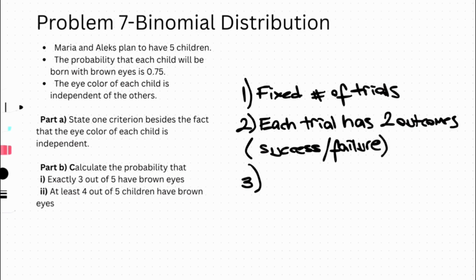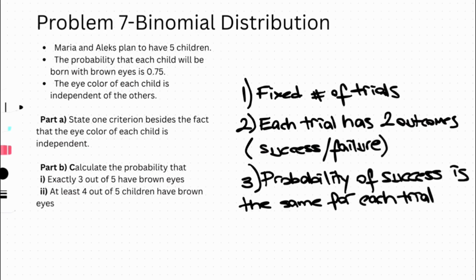So we can say the probability of success is the same for each trial. We're only going to pick one of the criteria. Each trial will have brown or non-brown eyes, so we can pick that each trial has 2 outcomes.